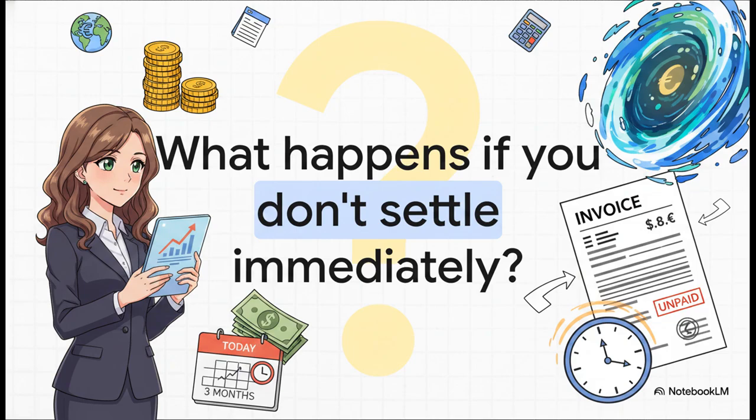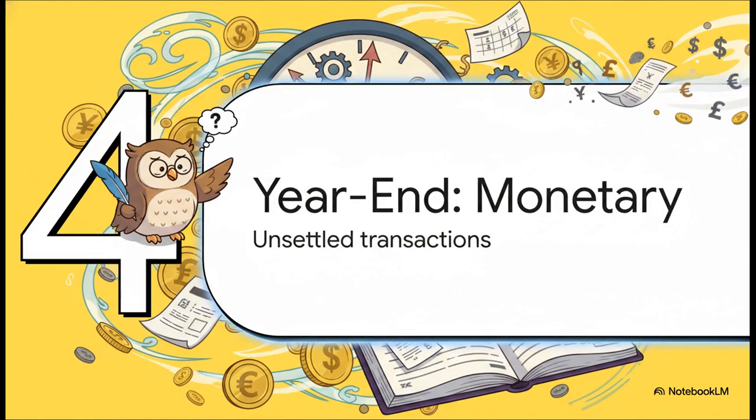But wait, what happens if you don't settle the payment immediately? That unresolved payment is where the true accounting challenge of IAS 21 actually begins. You bought the goods today, but maybe you aren't paying the invoice for another 3 months. Let me tell you, the exchange rate isn't going to wait around for you. Which brings us to section 4, year-end monetary items. Fast forward a bit. Let's see what happens when year-end arrives and we still have those unpaid foreign invoices sitting on our books.